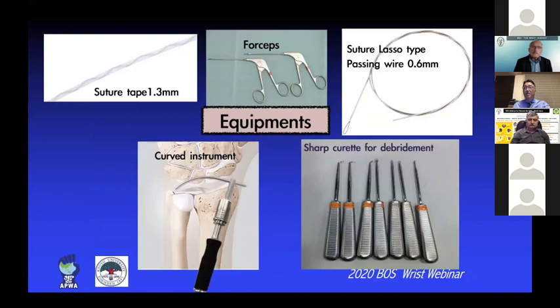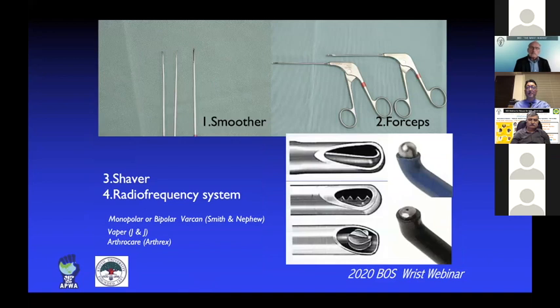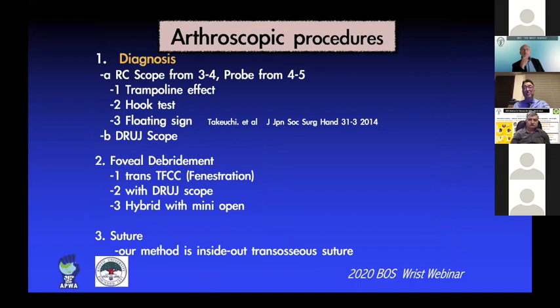We use a curved single lumen guide, passing wire with suture, which is a flexible wire with loop, a suture tape woven by fiber wire, and a curette for debridement. We use mainly a shaver, sometimes forceps and RF system. We usually do a 3 step procedure: a diagnosis, a debridement, and a suture.